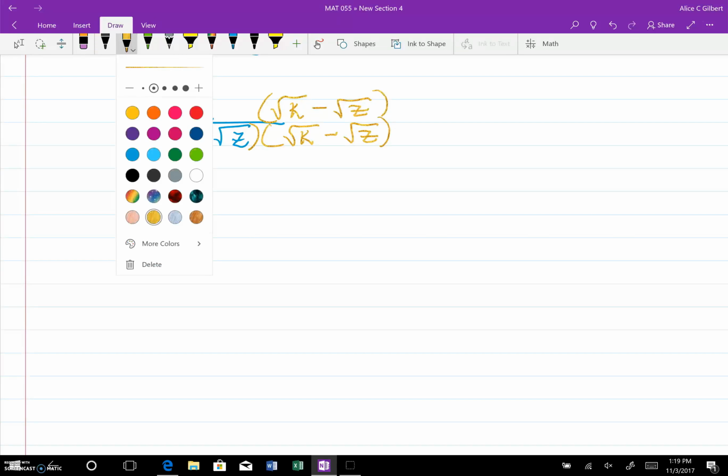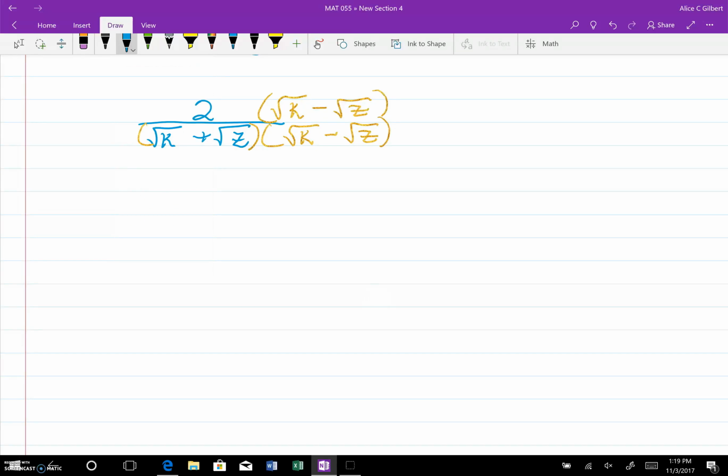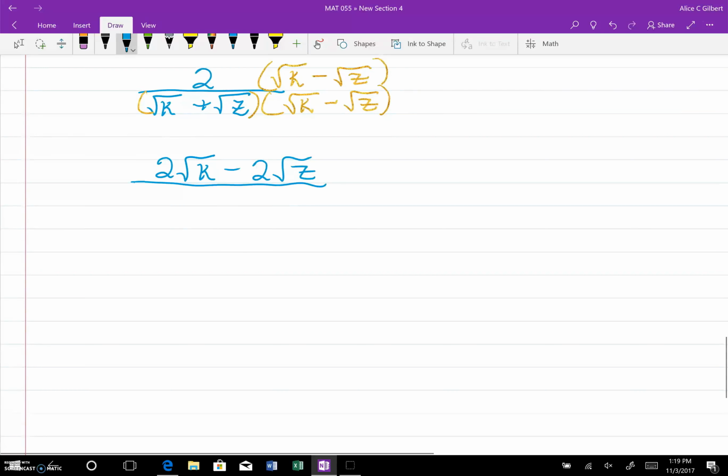And now let's just go ahead and multiply this out. And so I get 2 times the square root of k minus 2 times the square root of z. My denominator is a difference of squares, so the square root of k squared is k, minus, in a difference of squares, the square root of z squared is z, and I'm done. There's nothing more that can be done with this. No combining like terms or anything, so we're just finished. And that, guys, is rationalizing the denominator, getting rid of the radical sign in the denominator.